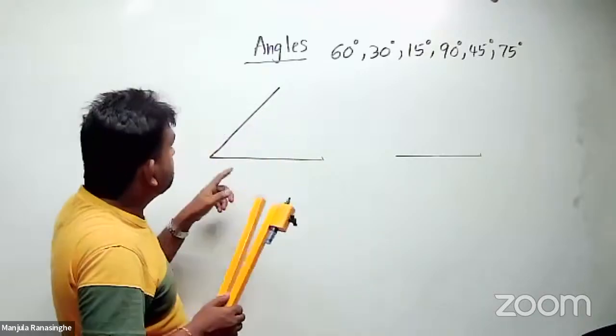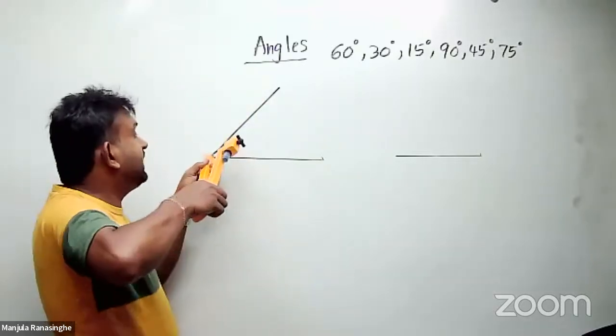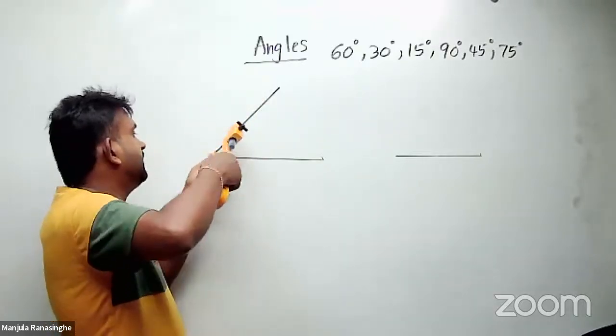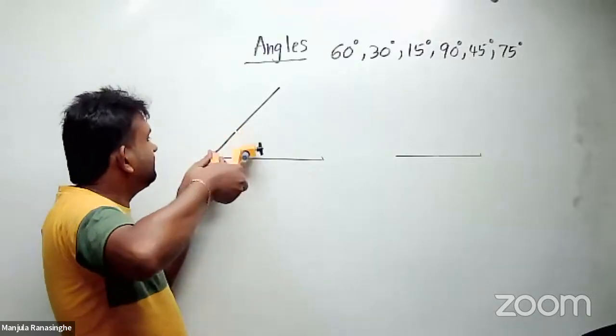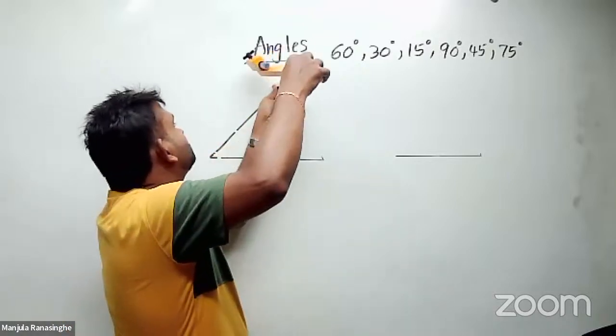So copying into this direction, this angle, you create an arc here, any arc. But keep the same distance. Keep the same arc into this side.